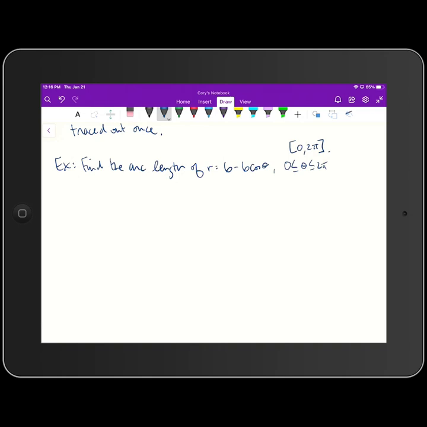Okay, so the graph of your curve, whenever you did that, you should have got something that looks like this. It gives you a cardioid that looks like so.